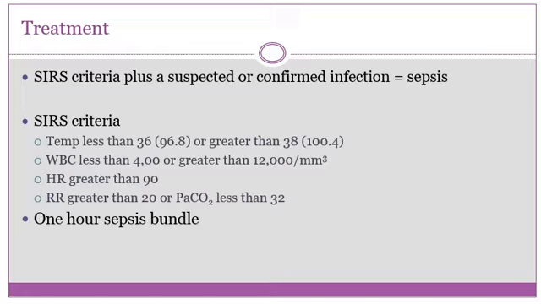So the first thing we're going to do is give them 30 mils per kilo of fluid for hypotension, or if their lactic acid is 4 or higher. So for a 70-kilo person, that is right at 2 liters. So 30 mils per kilo.